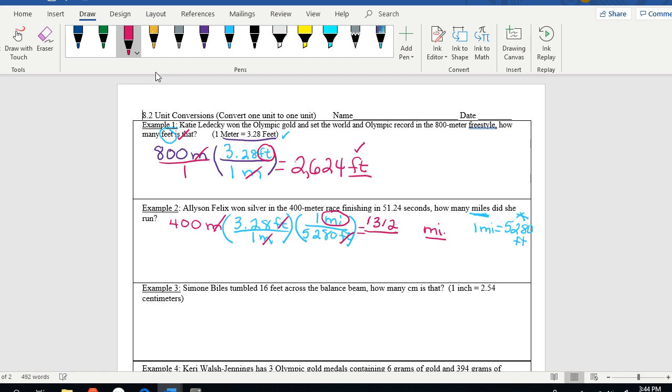1,312 over the only number on the bottom that's not a 1, because this is considered to be over 1. The only number not a 1 is the 5,280. So what I need to do is divide that out. So I'm going to divide it by 5,280, and that's going to give me 0.0225, and it goes on forever. So I'm going to say 0.02 miles.